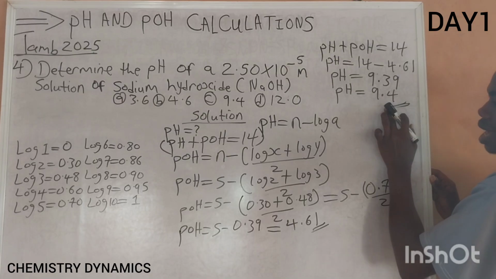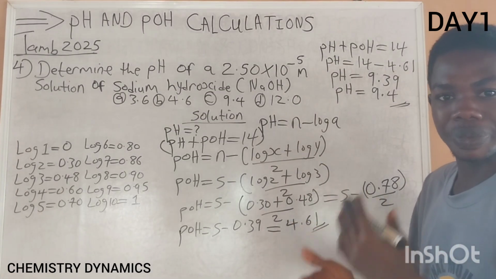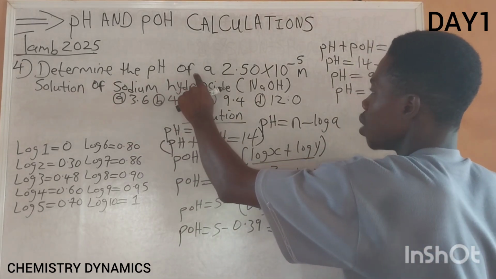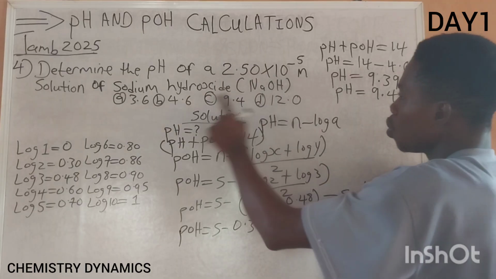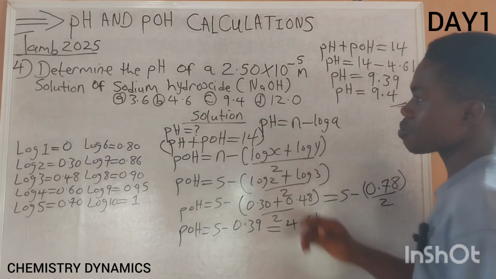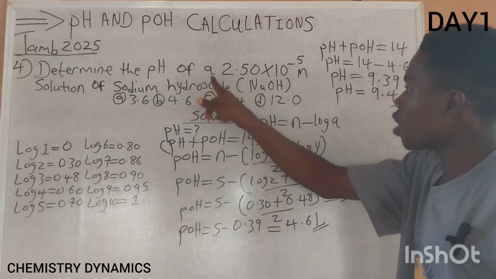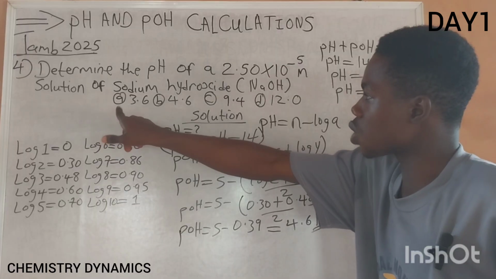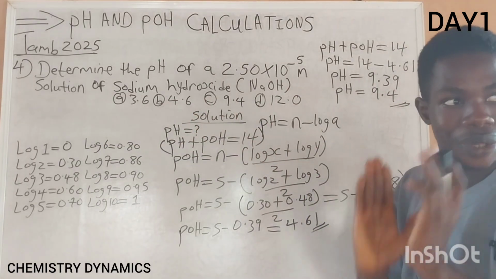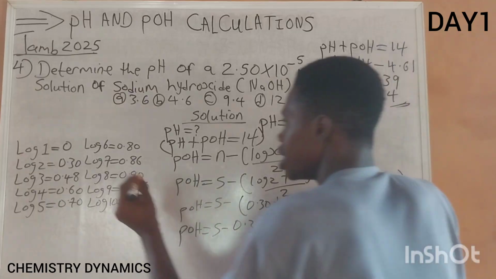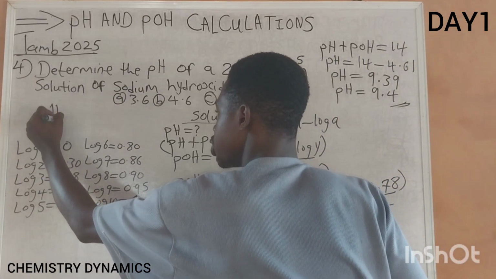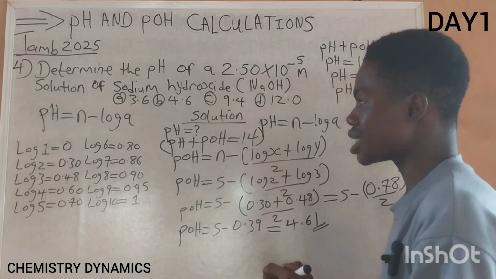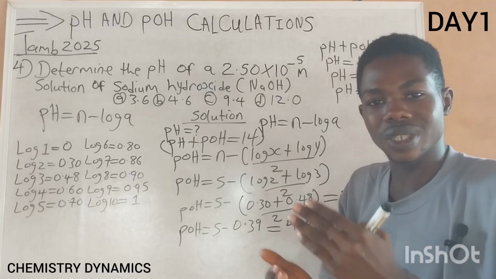This happens to be our final answer. Let me recap again for those of us that could not grab it during the course of my explanation. The question says determine the pH of a 2.50 times 10 raised to minus 5 molar solution of sodium hydroxide. Normally, calculating pH, I gave us a simple formula, which is pH equals negative log of the hydrogen ion concentration. And another thing I said was that in calculating pH, we'll give you the hydrogen ion.